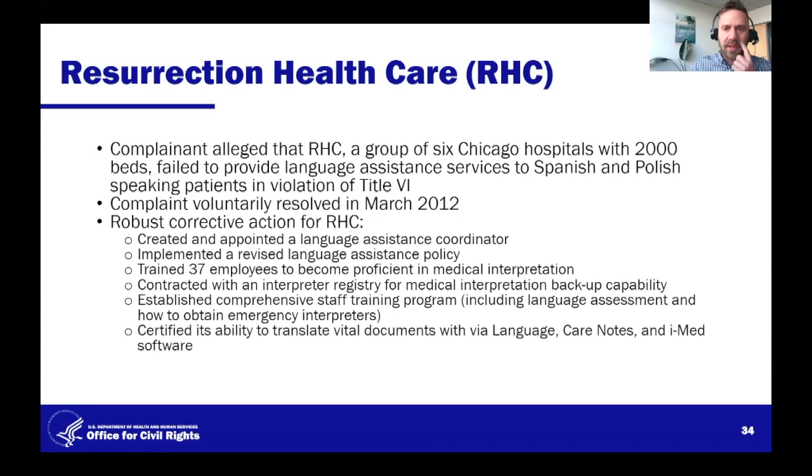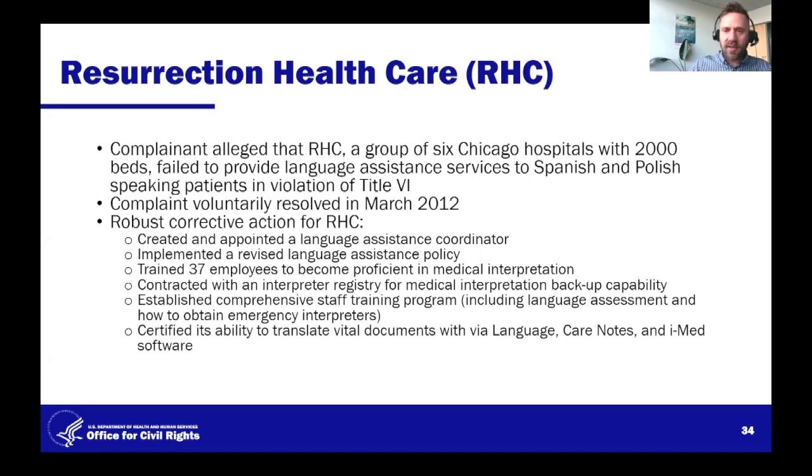So let's talk really quickly about some enforcement examples. Resurrection Healthcare, OCR Region 5, resolved a complaint alleging that Resurrection Healthcare Hospitals, a group of six hospitals totaling over 2,000 beds, had violated Title VI of the Civil Rights Act by failing to provide language assistance services.